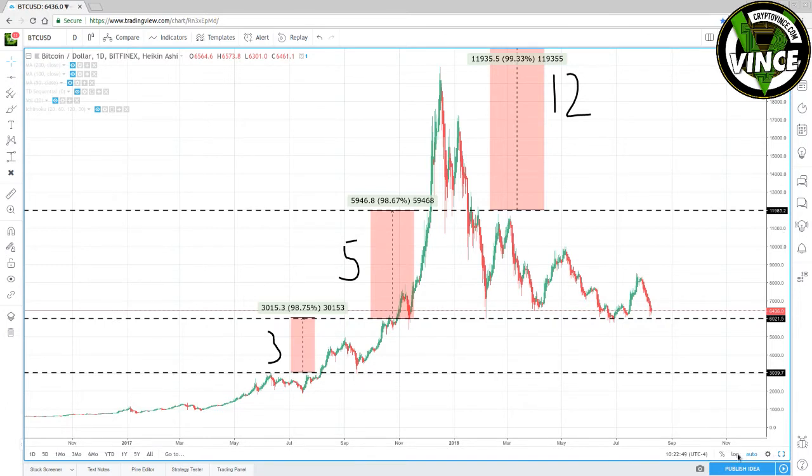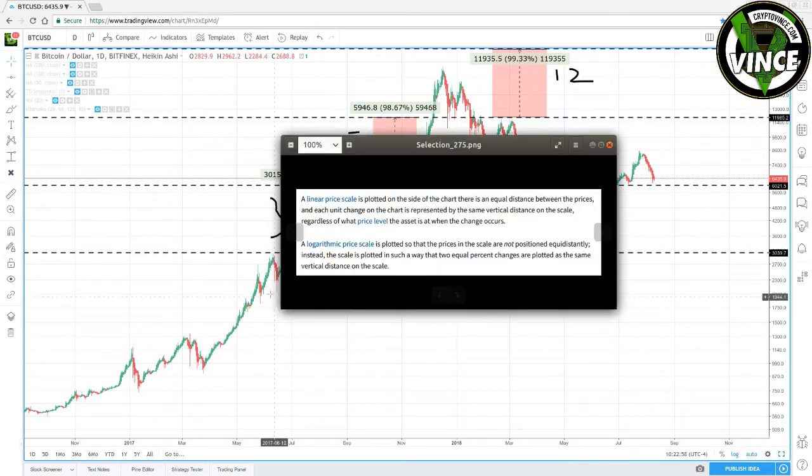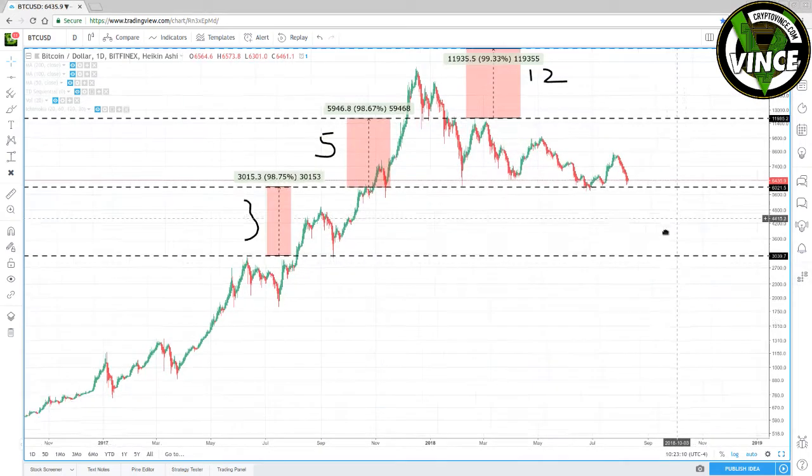divided. When I go to logarithmic scale, the prices are in log scale, so they're not evenly spaced. As we can see here, a logarithmic price scale is plotted so that the prices in the scale are not positioned equidistantly. So we will have not evenly spaced, and that's a big difference.